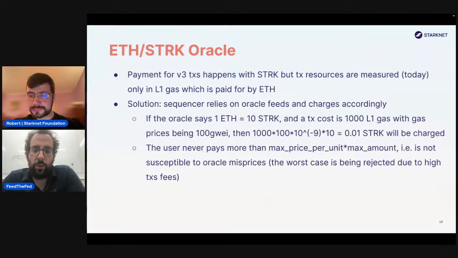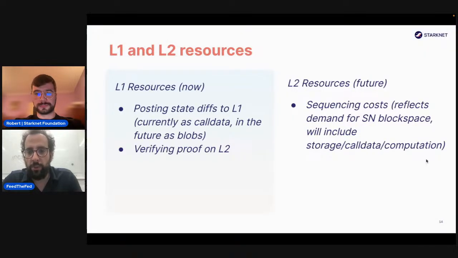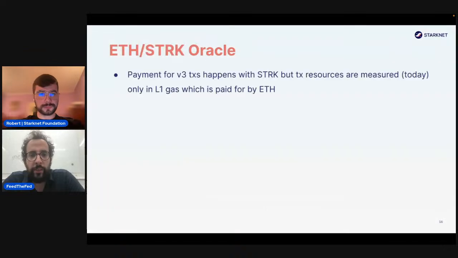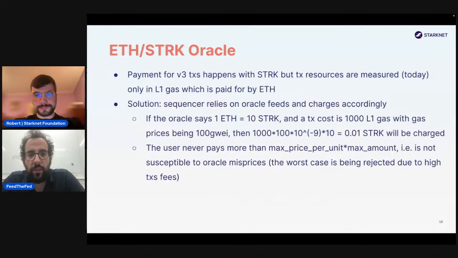So this is how we cope with the challenge of paying for L1 resources with Starks. Obviously, when we start focusing more on this type of resource, then we won't have the same problem. We need the oracle here because L1 resources are inherent to L2 transactions. You're changing the storage, you need to post state diffs on L1. This means you have some associated L1 costs that you need to handle, so you must do the conversion somehow. Okay, so this is the ETH to Stark oracle story.